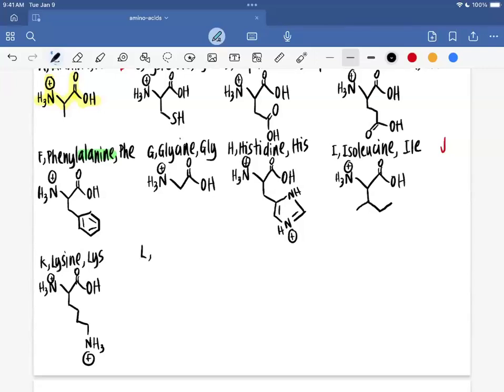L is for leucine, which has three-letter code LEU. We'll start off with the backbone again. Leucine is going to have a beta carbon, gamma carbon, and 2 delta carbons. To me, leucine looks like it has 2 L's in its side chain.